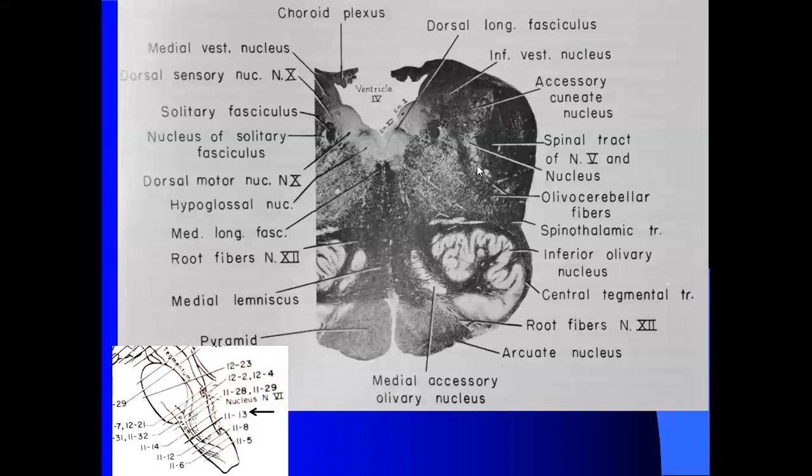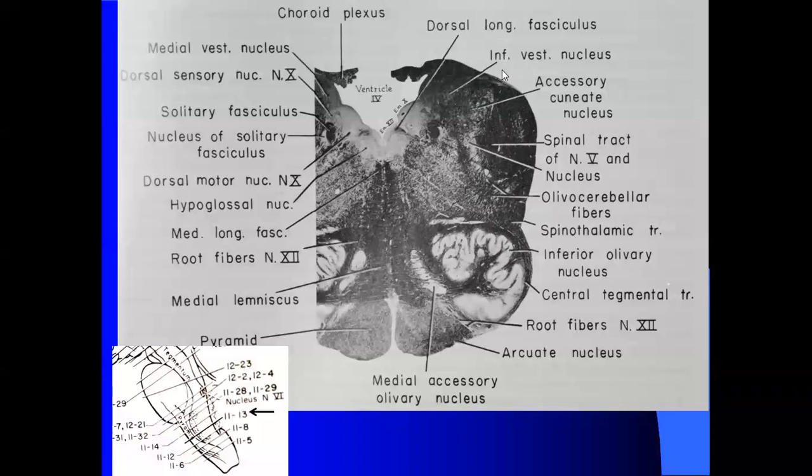Okay, moving up now. Let's just go around again. What are we looking at? All right, let's start down here, I guess. Here are the pyramids. Here's the medial accessory olivary nucleus. We saw that before. Here's the arcuate, so small you can barely see it. Here's the root fibers of 12 emerging between the olive and the pyramid. Here's again the inferior olive, the spinothalamic tract, the olivocerebellar pathways moving up. Okay, some of cranial nerve 5. Here's the accessory cuneate nucleus, right? That replaced Clark's column, all of that.